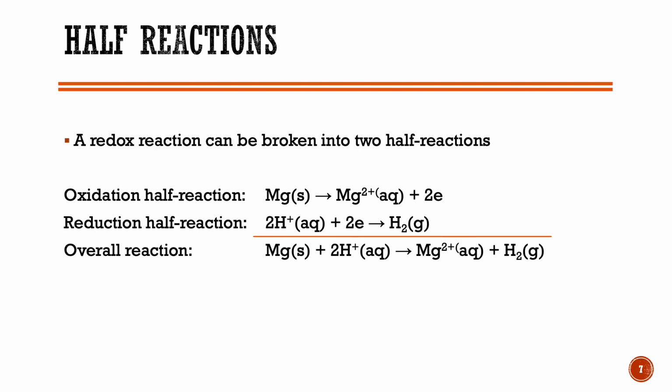A redox reaction can be broken into two half reactions. Taking from the previous example, the oxidation half reaction is when it loses electron in the reaction and the oxidation number is increased, while the other half reaction is the reduction half reaction where the oxidation number decreases and it gains electron. So this is an example of how we write the oxidation half reaction and reduction half reaction.